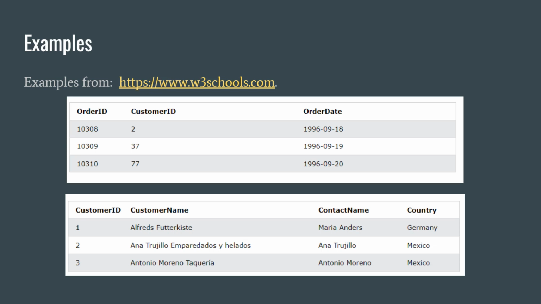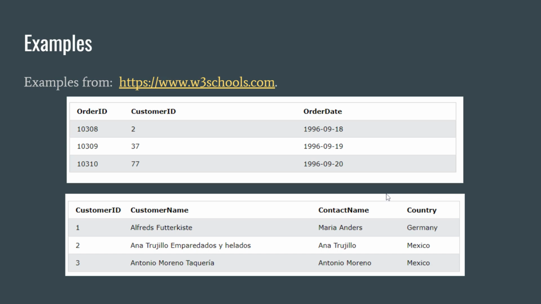So in here we have two related tables. We have the orders table, the first one, and the customers table, the second one. Let's take a look into these tables. The orders table has an order ID field, a customer ID field, and the order date field. The customers table also has a customer ID field, the customer name, and the contact name. We also have a country field.